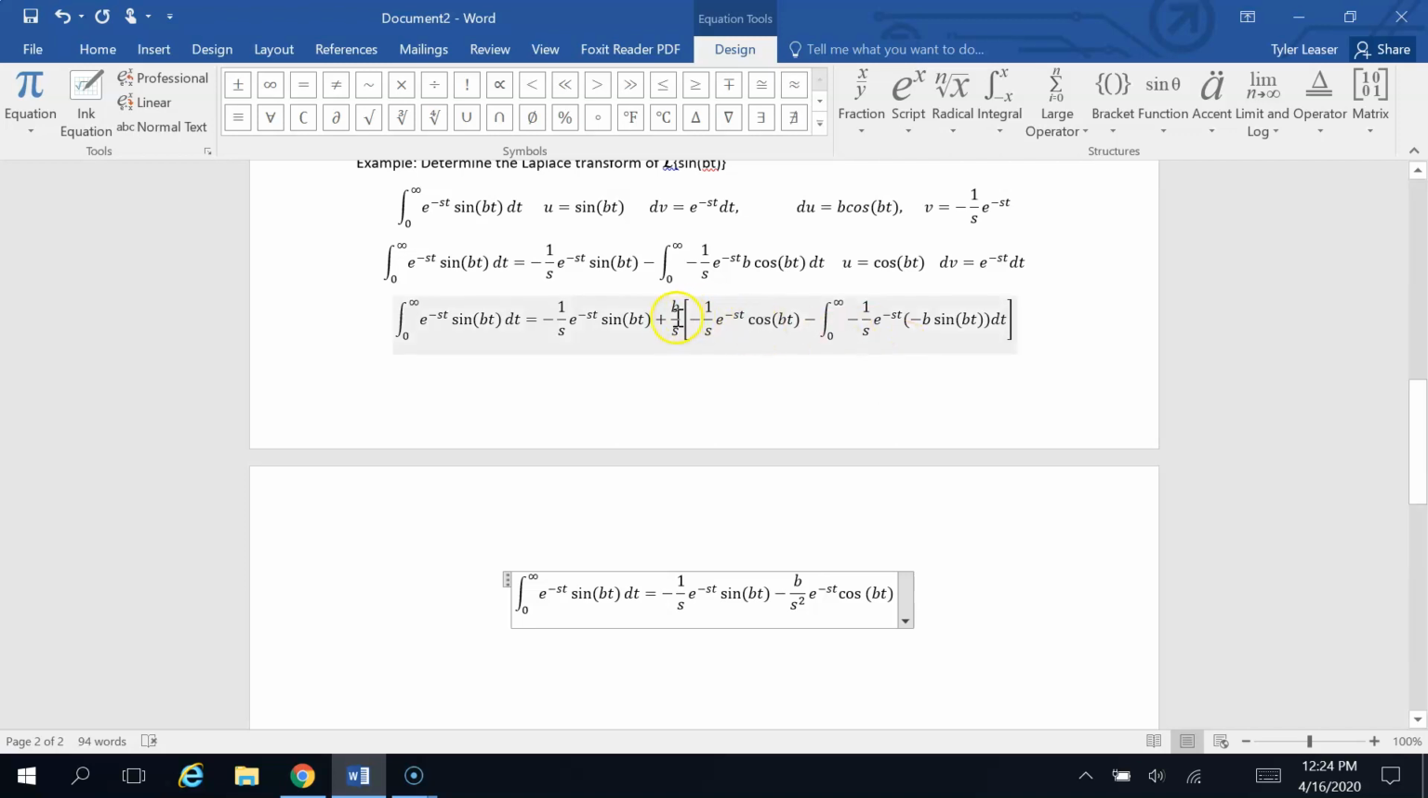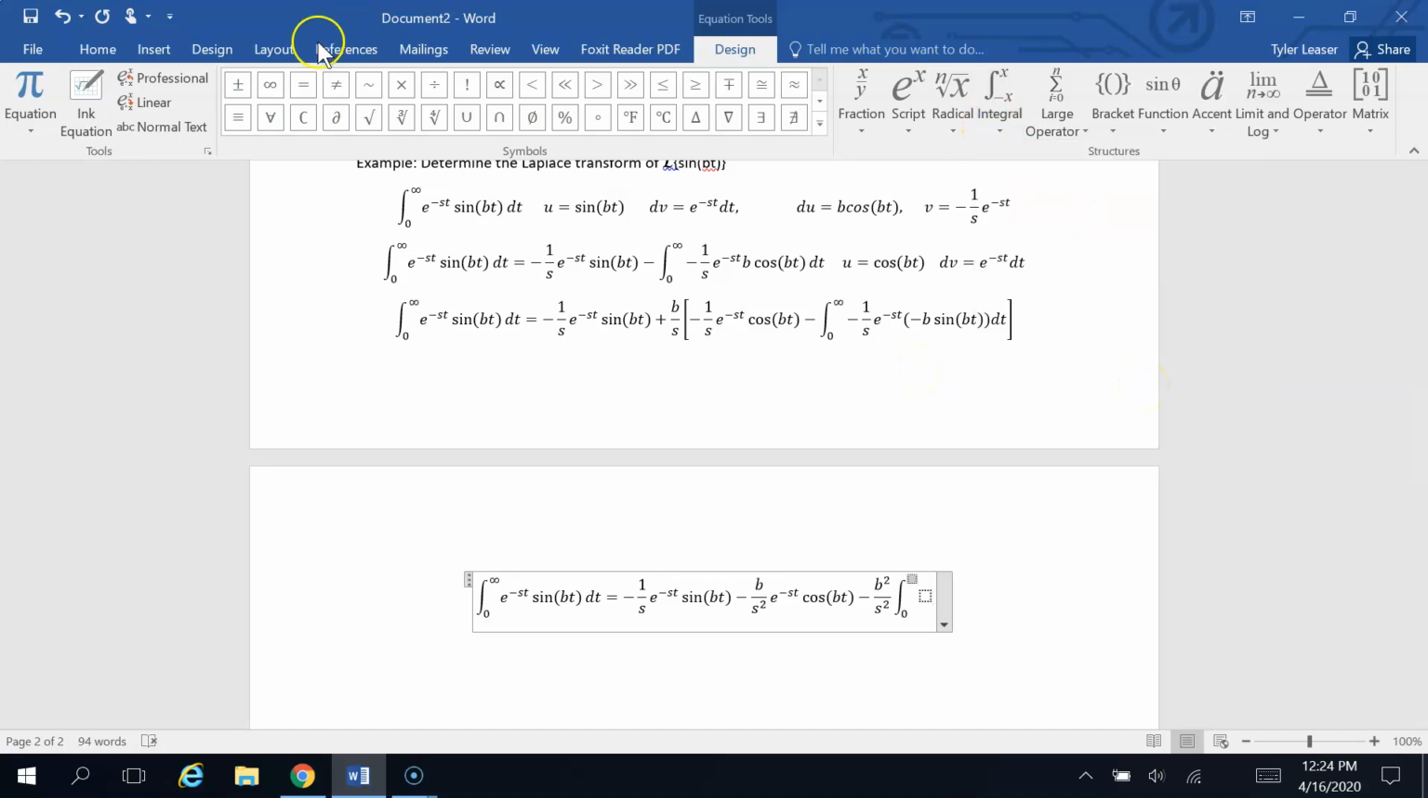And I'm also going to multiply the b over s onto this. This has 3 negatives now, so it's still negative. B over s, and then it's going to pull out another b over s, so now it's b squared over s squared. And then we still have the integral. I'm just going to leave the integral alone. Integral from 0 to infinity of e to the negative st sine bt dt. Okay, cool.